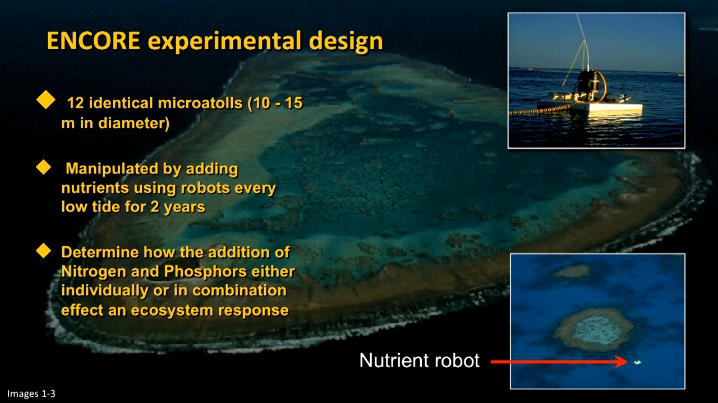ocean at every low tide. Within One Tree Reef are multiple micro-atolls, replicates of the larger reef, that are likewise isolated from surrounding water at low tide. Because of this feature, it is possible to use robots, like the one shown, to dose the reef with nutrients every low tide, and hence monitor the effect of these additional nutrients on the communities found within the atoll over time. With the permission of the Great Barrier Reef Marine Park, of course.